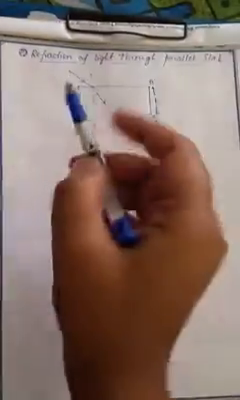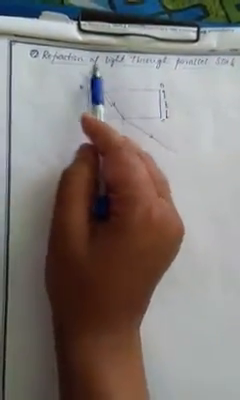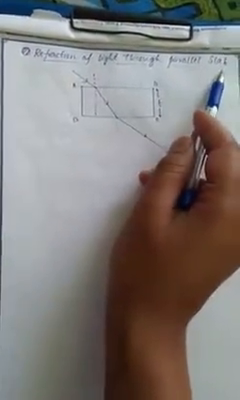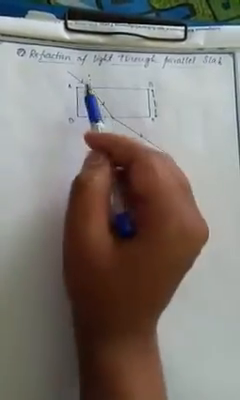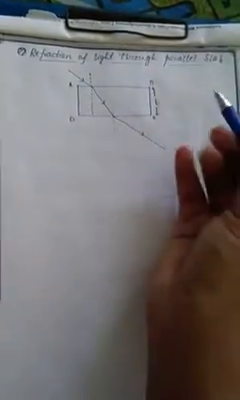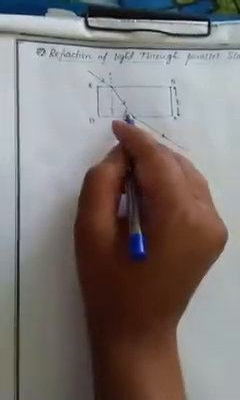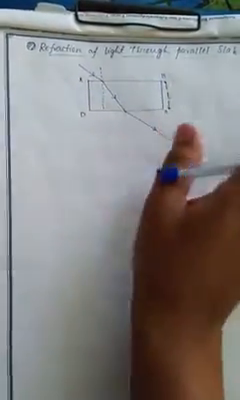Okay, look at this. Our next topic is about refraction of light through a parallel slab. Now ICSE class 10 students, you have already done it.